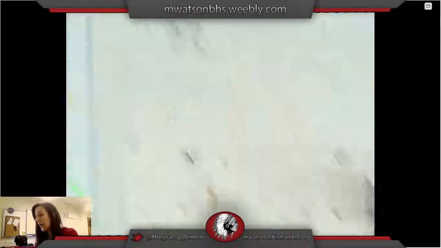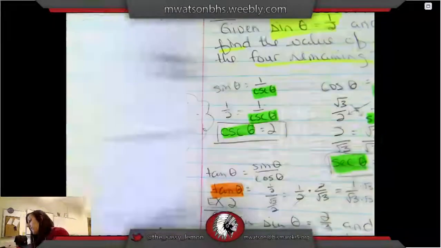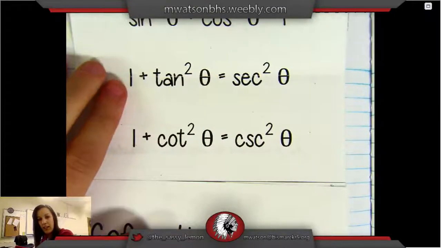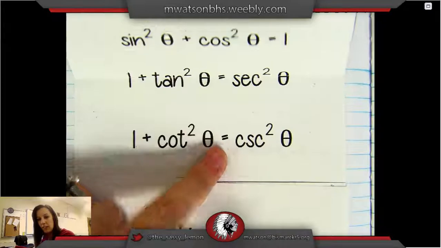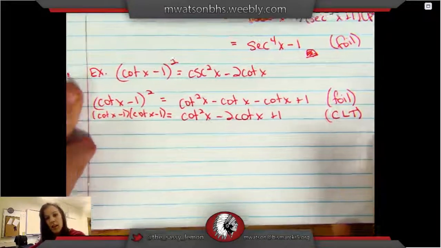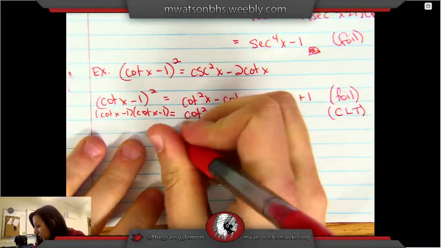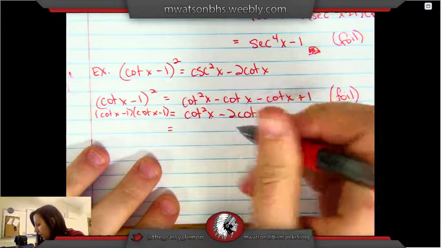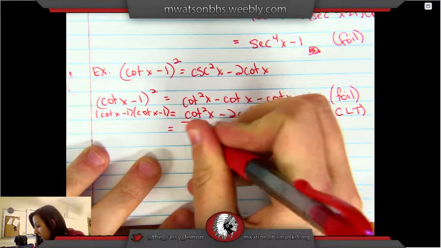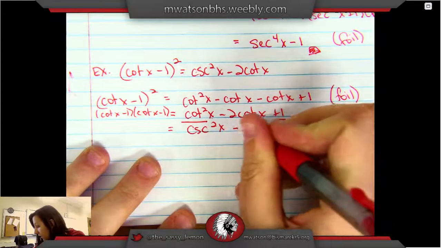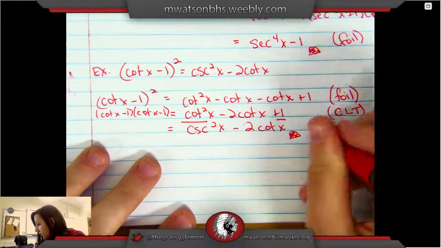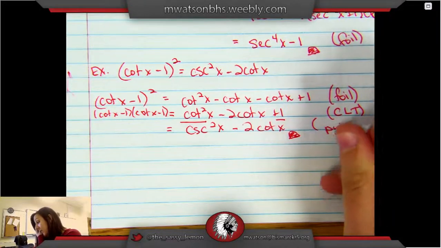I'm going to look back at lesson 8. Look at my Pythagorean identities. And sure enough, 1 plus cotangent squared is equal to cosecant squared. So I'm going to go back over here and rewrite this. These two parts are equal to cosecant squared x. And then we still have our minus 2 cotangent x. And the reasoning there is Pythagorean.